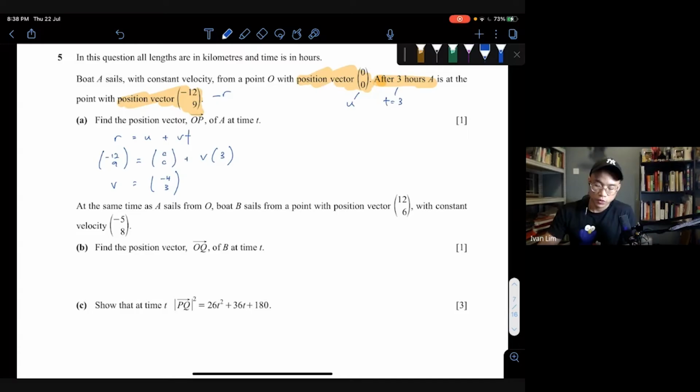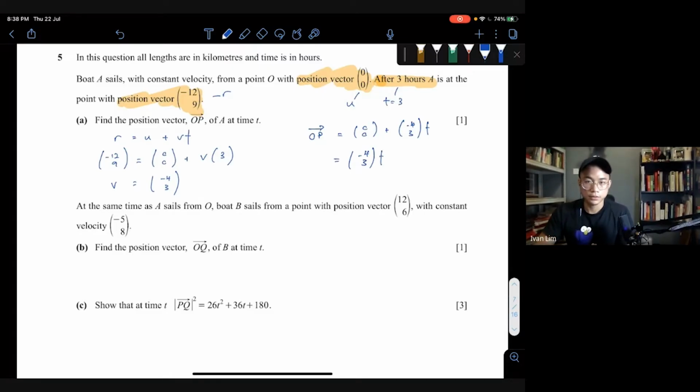Okay, but now we want to find OP, right? So OP also still follow the formula U plus VT, but now we want in terms of T. So my U was 0, 0 plus V T. Okay, so I can just write it as -4, 3 T.